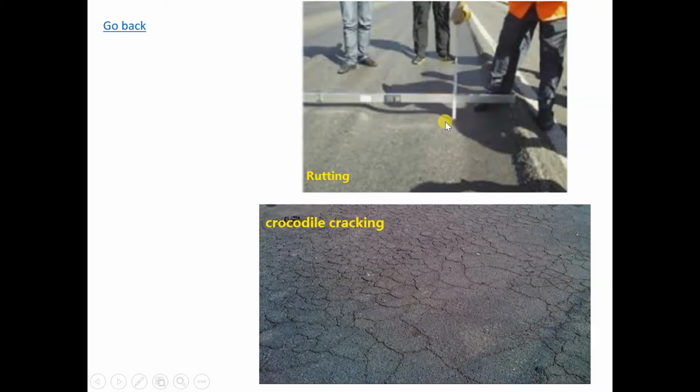The ground level below the wheel, under the wheel track, is much lower than the other area. So it is mainly confined to the wheel track.